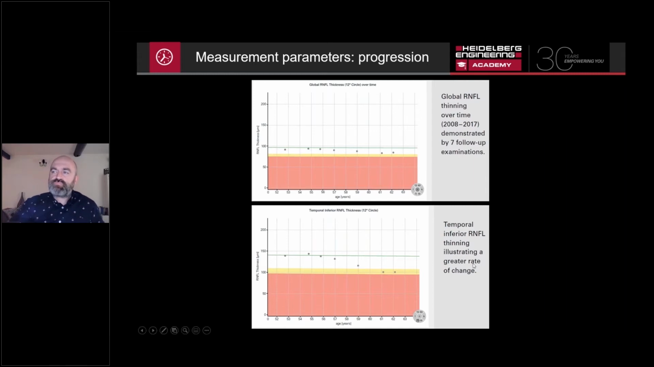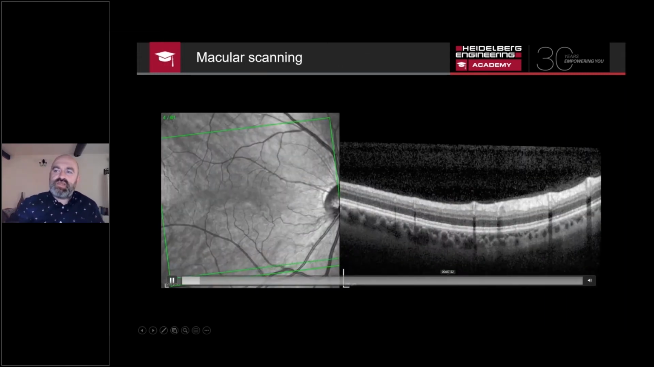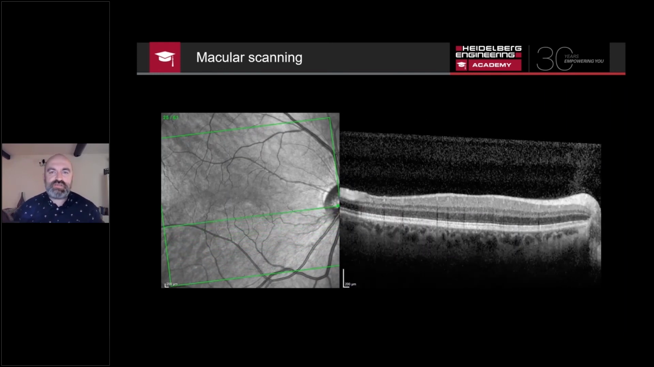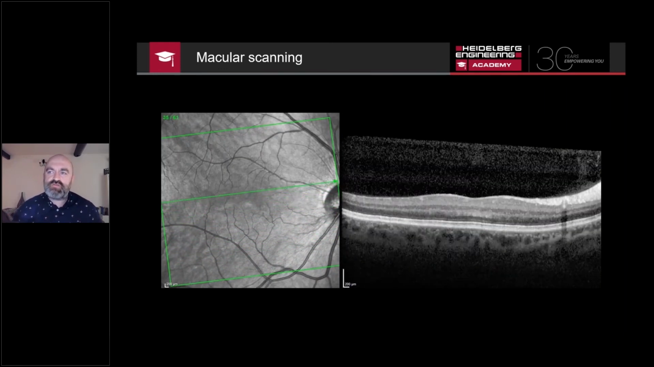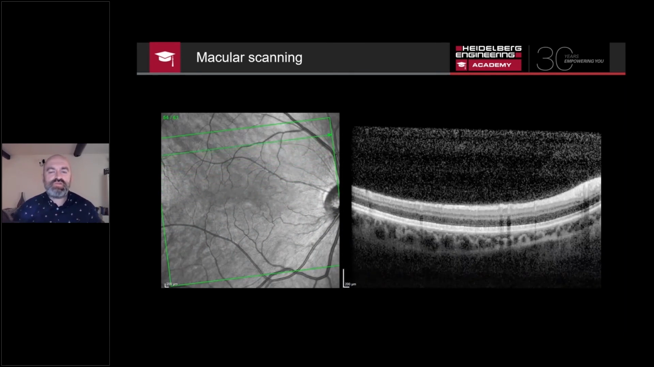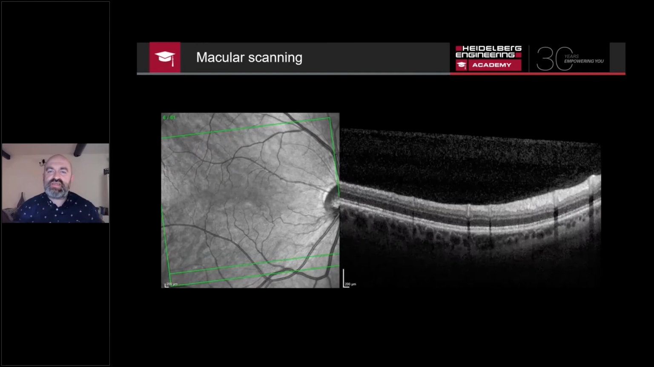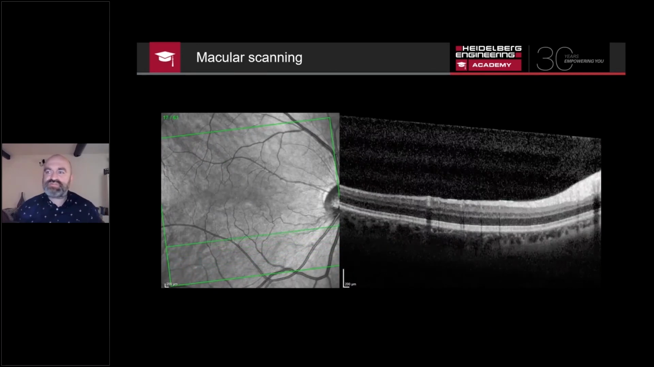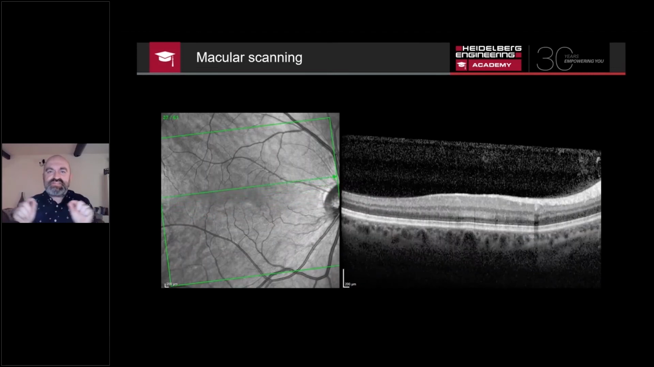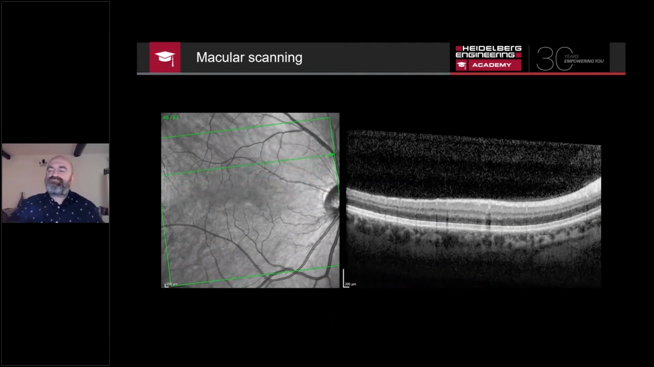So again, when it comes to using OCT in progression, it's absolutely critical that you look in specific areas. So when it comes to the macula, what do we do? Well, we take a 61 slice high resolution OCT across the surface of the retina. And what we do is we stitch that information together to produce thickness maps of the RNFL, but crucially, we can individually segment the ganglion cell layer.